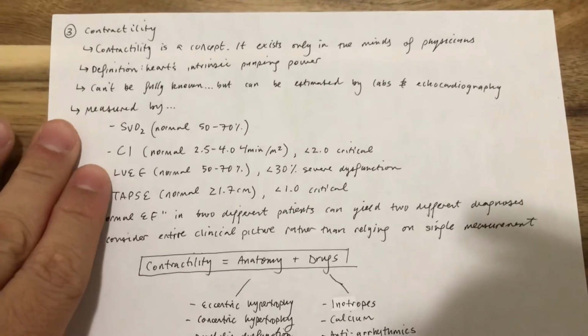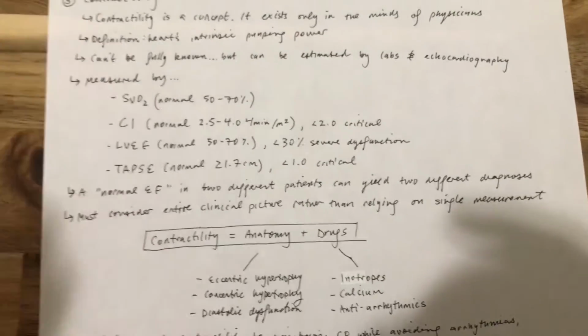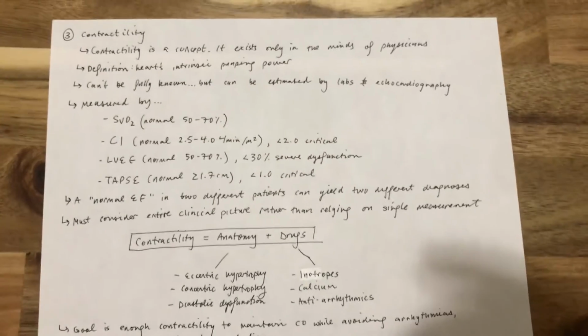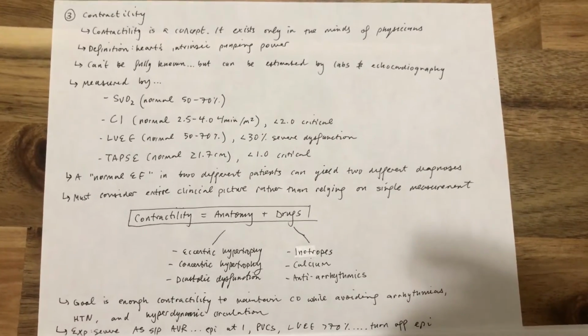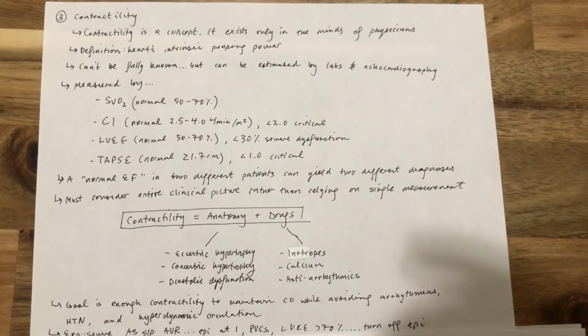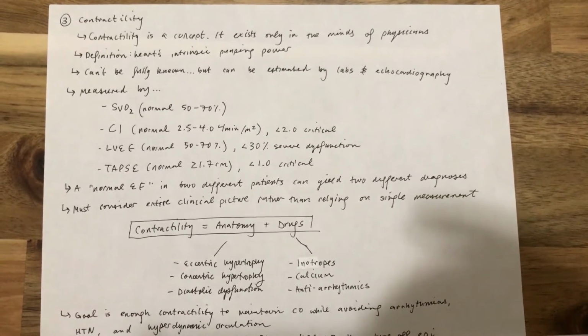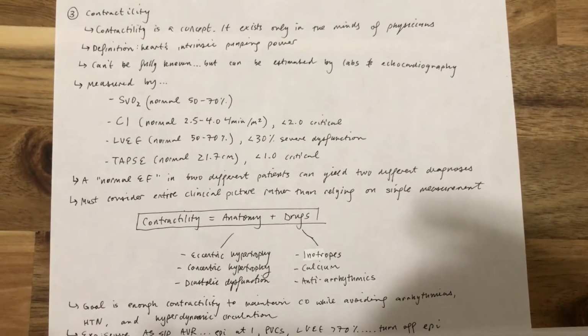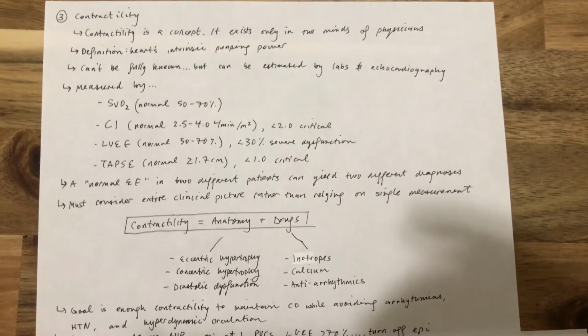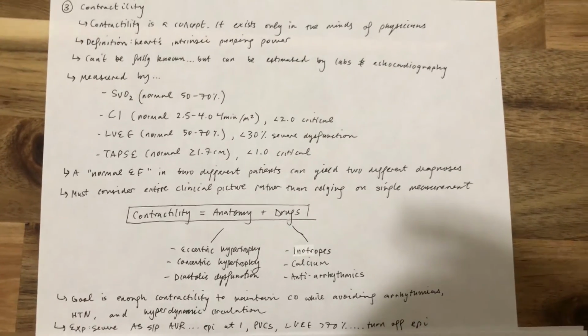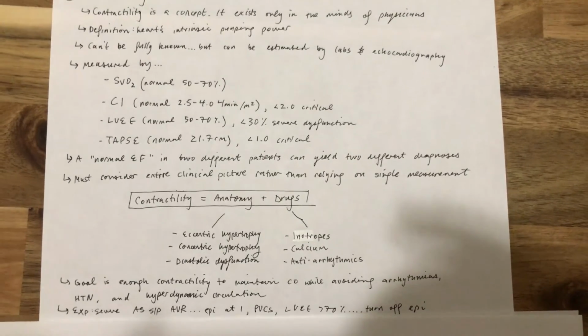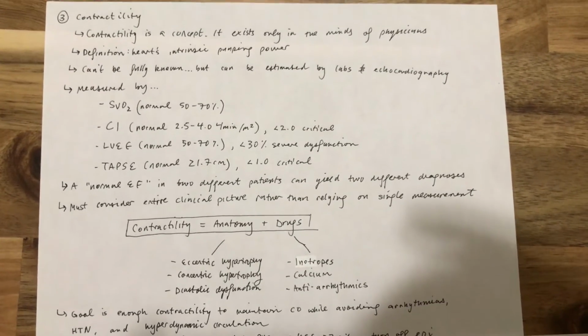Let's move on to the third topic, which is going to be contractility. Contractility is also a concept that exists only in the minds of physicians. The definition of this is the heart's intrinsic pumping power. And this, again, can't be fully known, but it can be estimated by labs and echocardiography.